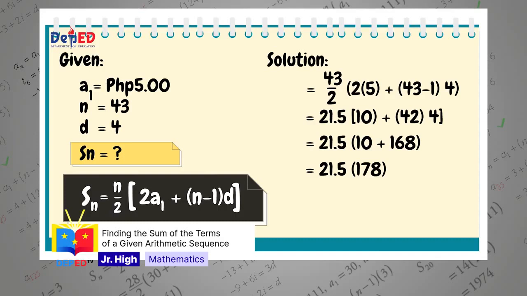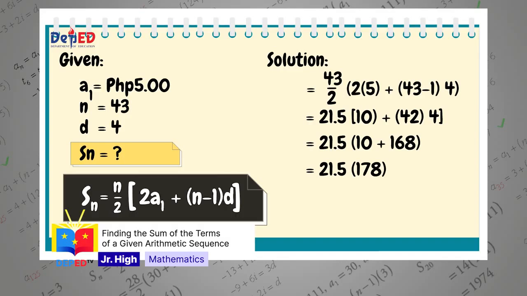S sub 43 is equal to 43 divided by 2, which is 21.5, times the quantity 2 times 5 is 10 plus 43 minus 1 is 42 times 4. S sub 43 is equal to 21.5 times the quantity 10 plus the product of 42 and 4, that is 168. S sub 43 is equal to 21.5 times the sum of 10 and 168, that's 178.